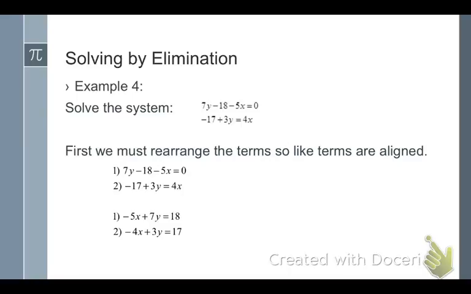a more organized setup of my problem. I haven't done the problem at all. All I've done is restated the problem. But this is the style, the format you want your problem in. You want your variables to be lined up.